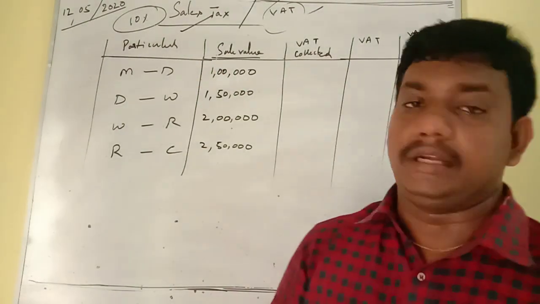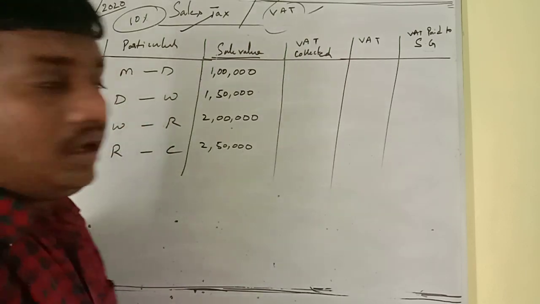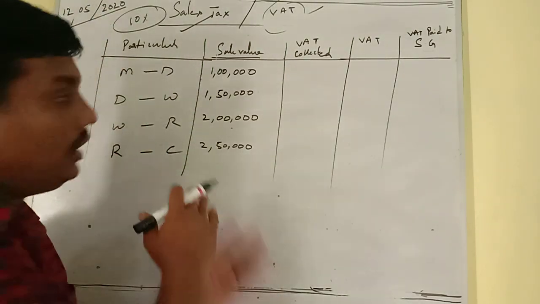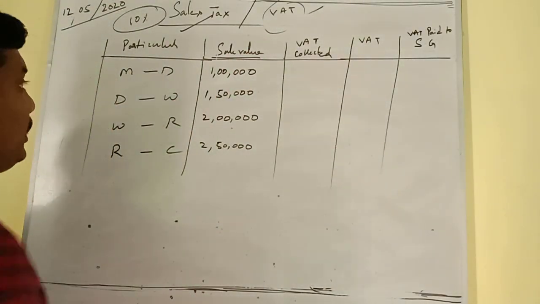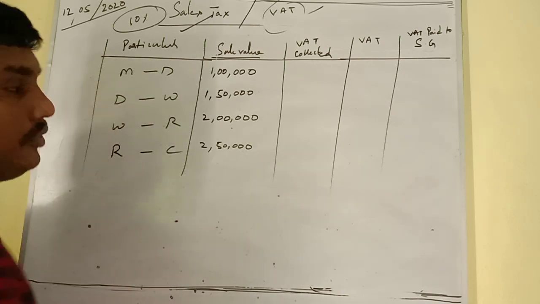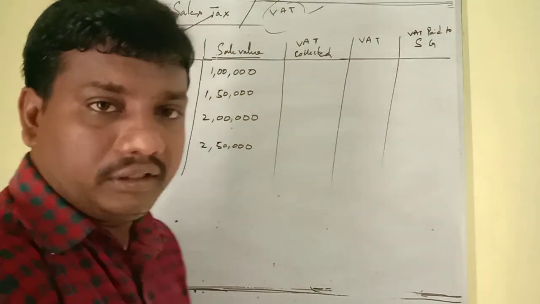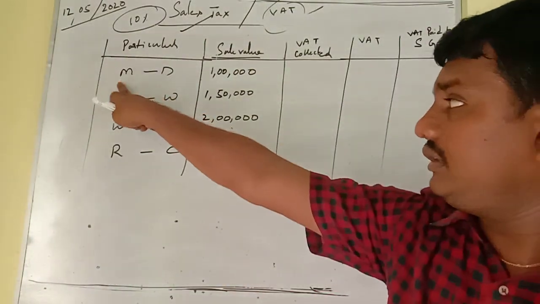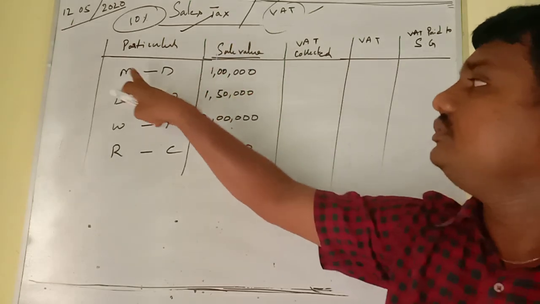Now consider the question. The supply chain goes from manufacturer to distributor, distributor to wholesaler, wholesaler to retailer, and retailer to consumer. How will the sale value change? Initially, from manufacturer to distributor, the manufacturer gives the item at the original cost of 1 lakh rupees. So this is the sale value.